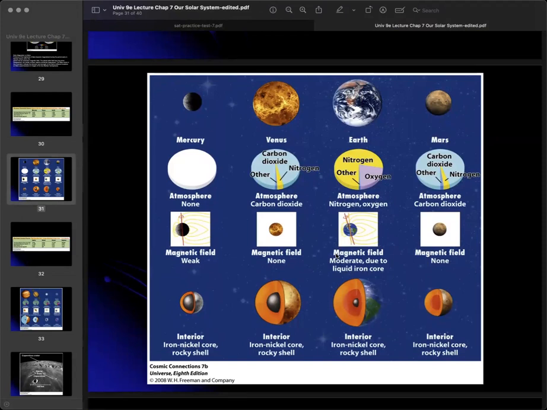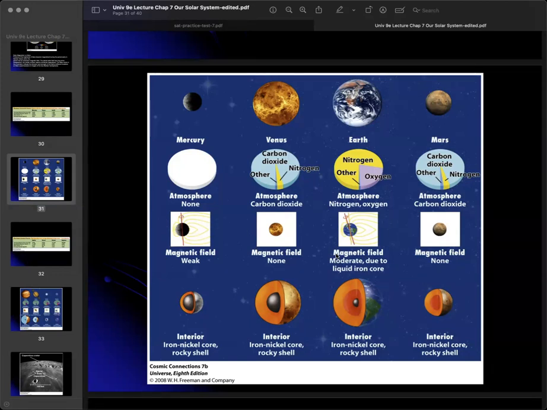The atmosphere. Obviously, Earth has a very good atmosphere, which has about 70% nitrogen and about 30% oxygen. Mercury has no atmosphere. The presence of atmosphere depends on the mass and gravity of the planet. And so small objects tend to not have atmosphere, whereas bigger objects do have atmosphere. And so that's why Mercury has no atmosphere. Mars has a thin atmosphere.